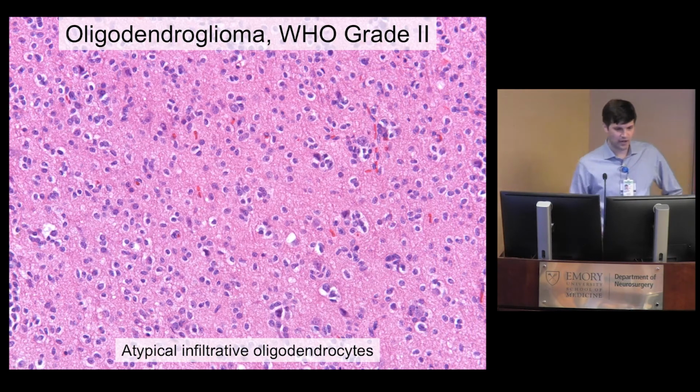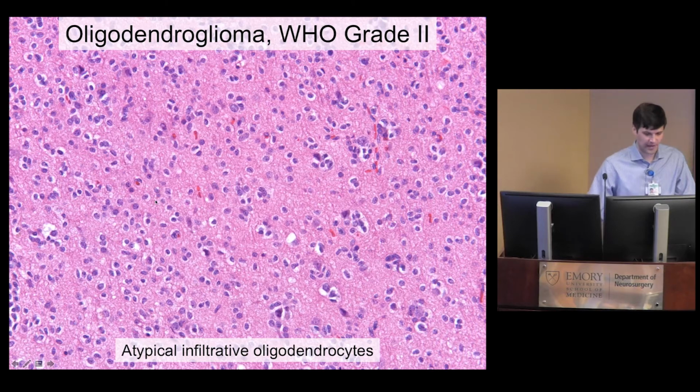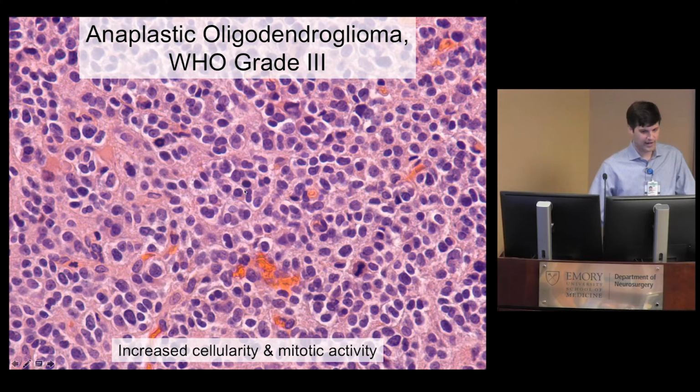So oligos, again, you're looking at normal neuropil in the background that is splayed apart somewhat, and you can more easily see the individual fibers within the neuropil. And then there's lots of extra cells added on top. That's the basic idea of an infiltrating glioma, and these cells have rounded tumor nuclei and pericellular clearing. At higher grades, they have more cellularity and increased mitotic activity.